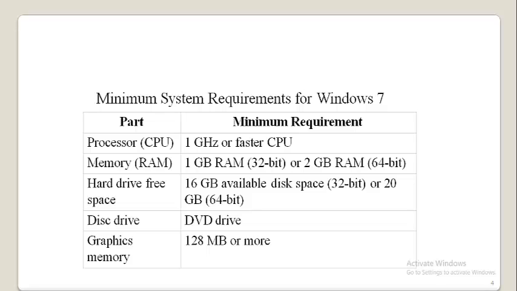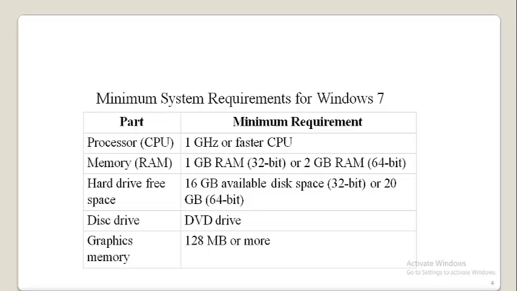Here I am mentioning 32-bit and 64-bit, right? You can use a 64-bit operating system. It is more capable than a 32-bit operating system. It can handle more data than 32-bit. 32-bit processors are capable of handling a limited amount of 4 GB.